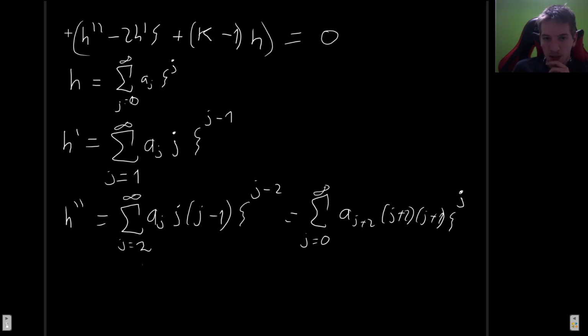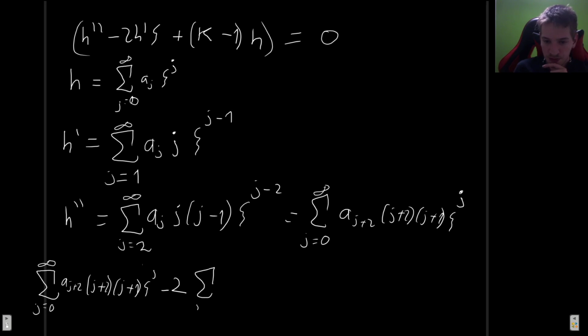So now we put all of this into our differential equation here. This is going to be the summation from j equals 0 to infinity of a j plus 2 times j plus 2 times j plus 1 psi to the jth power, minus twice this thing right here. And this psi that is multiplying, I will just put it together with this right here. So this is going to be the sum from j equals 1 to infinity of aj times j psi to the jth power.